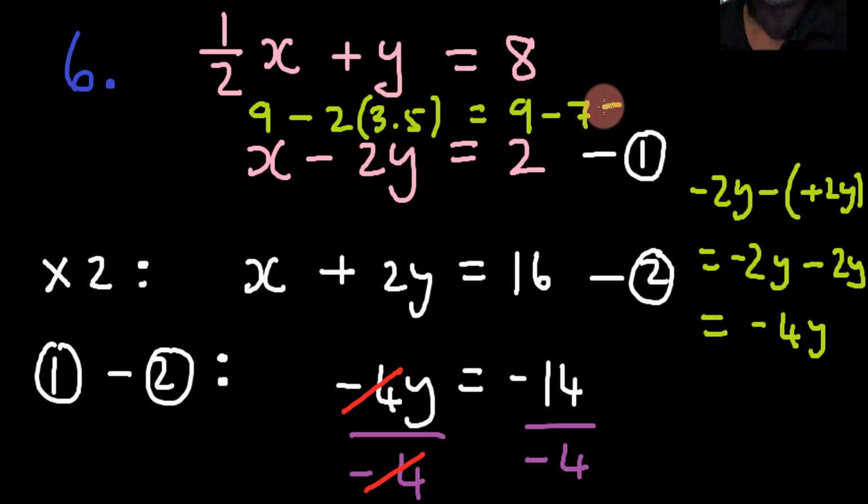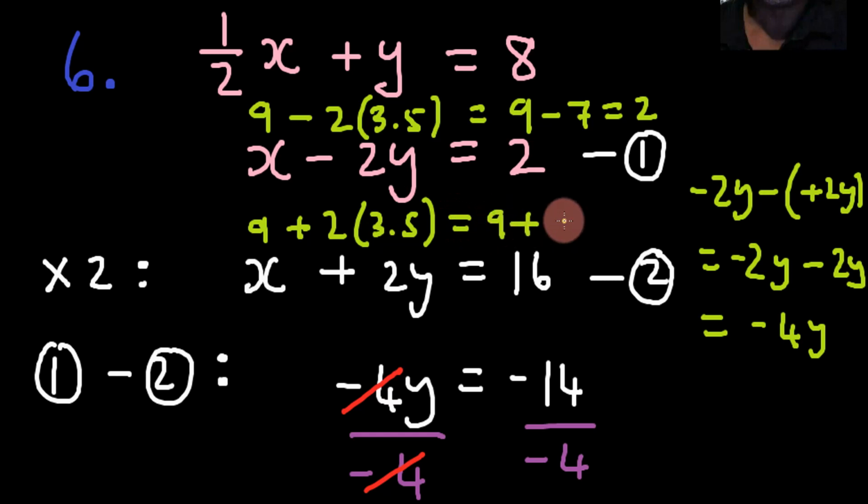And 9 minus 7 does give us 2. Let's plug it back into the second equation. And this does give us 16.